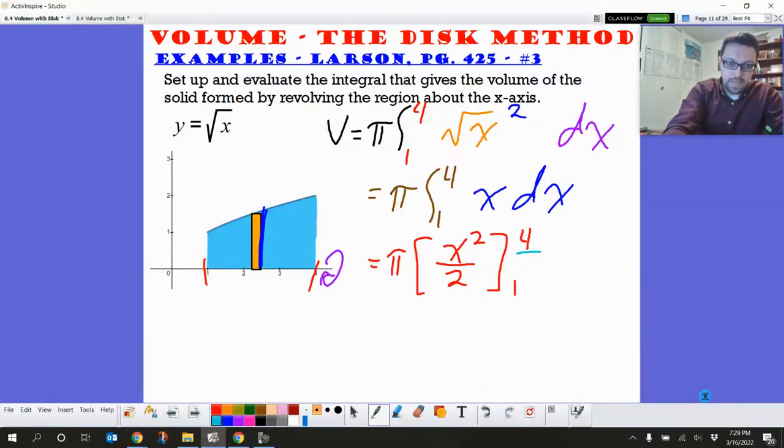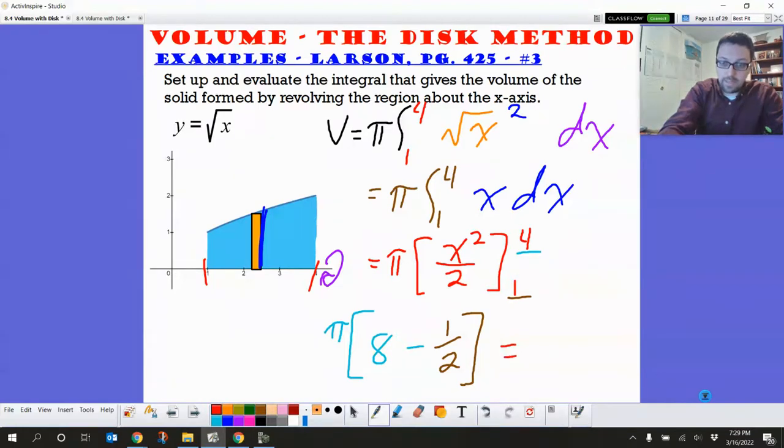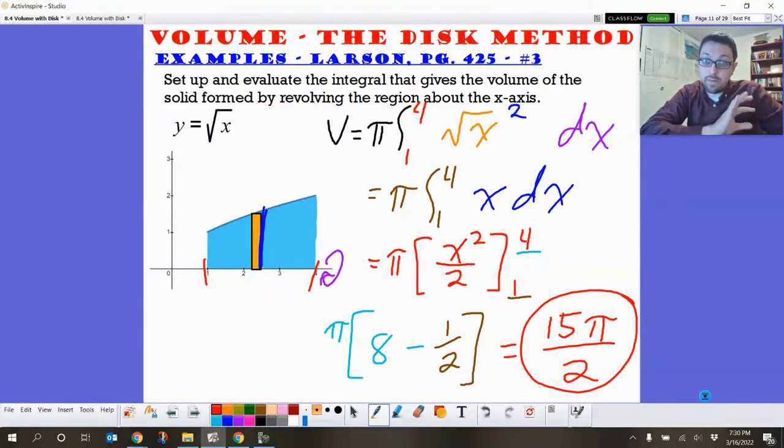Doing our top, that is pi times 16 divided by 2, that is 8, minus our bottom value from right here, that is 1/2. So 8 minus a half is 15 halves times a pi. So we get 15 pi over 2. So that will be the volume of the thing that rotates around the x-axis using that square root of x, going from 1 to 4.